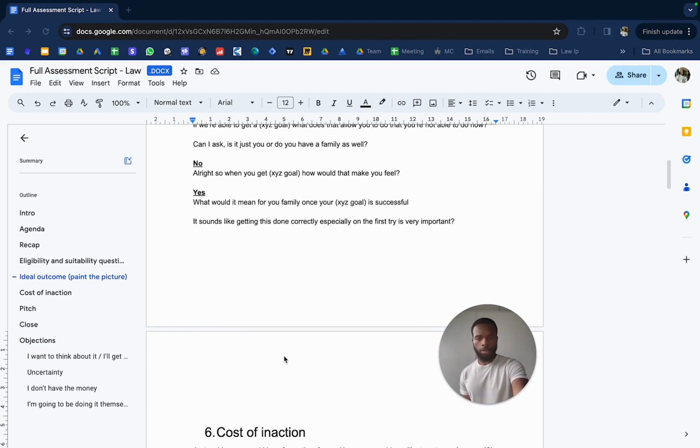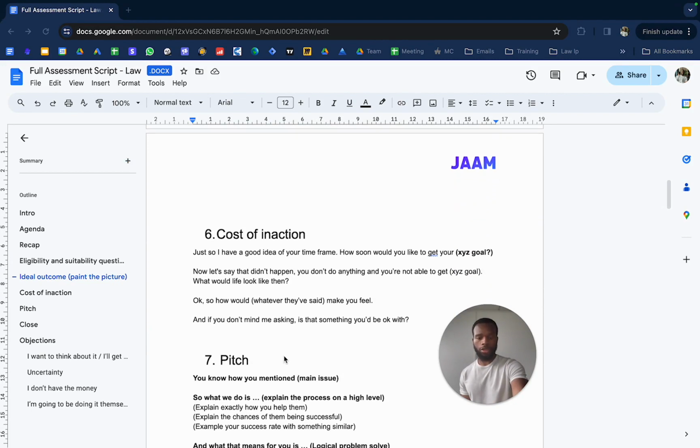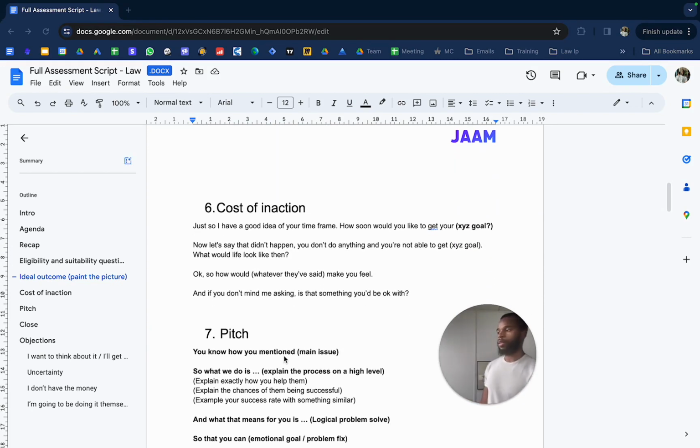Okay, now we've painted the picture. We go into cost of inaction. So the thing is, we want to understand the cost of not doing anything, not making a decision, not moving forward. We want to understand that, but we want them to tell us what that cost of inaction is, okay? So just so I have a good idea on your time frame, how soon would you like to get to XYZ goal? They'll then mention how soon they would like to get to the goal.